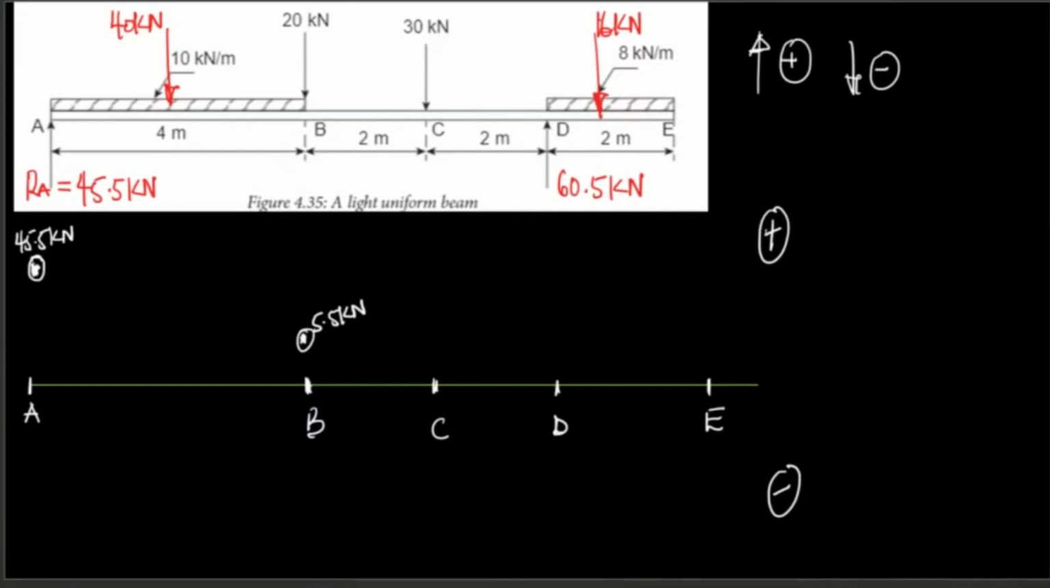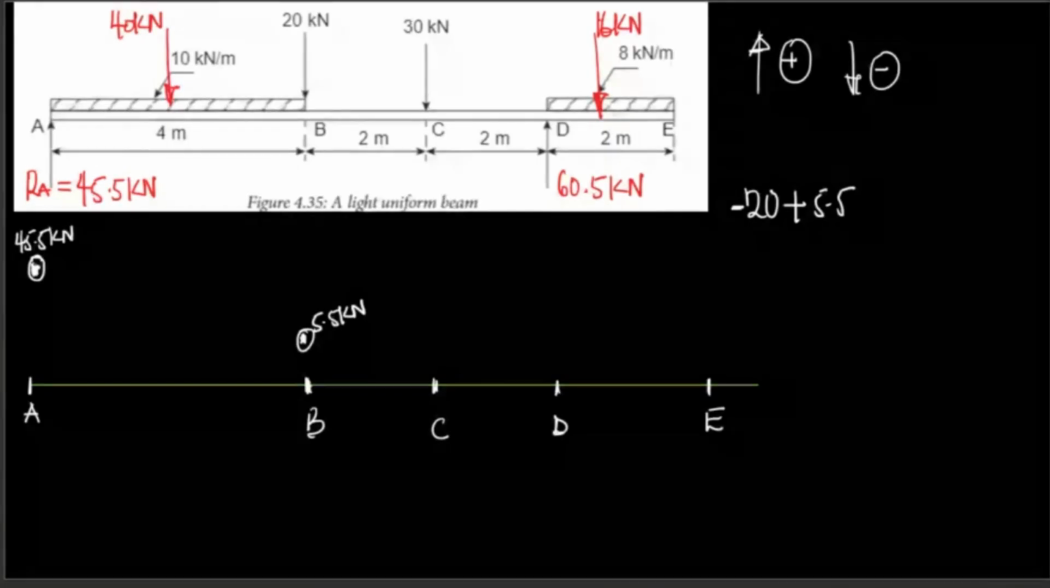Okay, let's get all the points first. Now at that section B, we have 20 kilonewtons. We have 20 what? Kilonewtons. So it's going to also affect that force. So it's going to be minus 20 plus what? 5.5, because this is positive. So this is going to give us what? Minus what? 14.5.